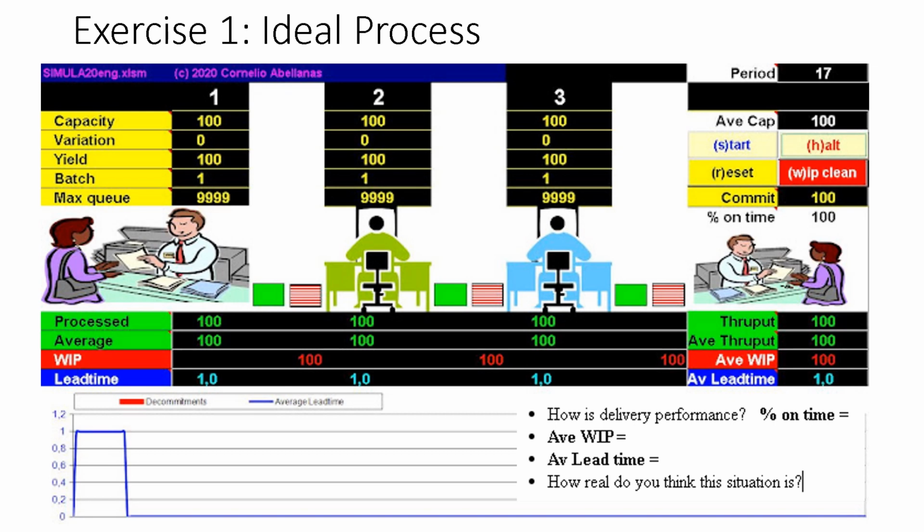Now we will answer some questions. How is the delivery performance? We see that the percentage on time is 100. Average WIP, we see the average WIP is also 100. Average lead time is 1. So this is the ideal situation in this process, and we will use it as reference for future exercises.